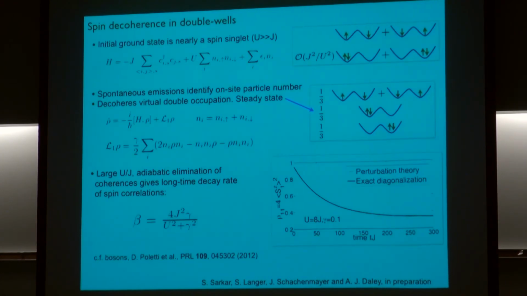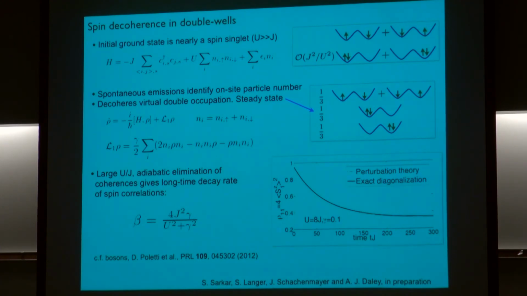Well, for this, we can look at what happens in a double well. We can see that you have a ground state that contains different combinations of up-down and down-up. But as I said before, you also, with probability of the order of J squared over U squared, have these doubly occupied sites from the Fermi-Hubbard model. Now, if you have that, but you have no direct spin decoherence, then what a spontaneous emission does is it basically distinguishes the difference between having no atoms on a site, having one, and having two.